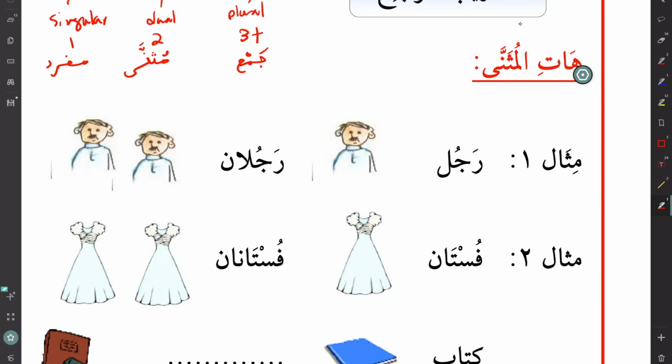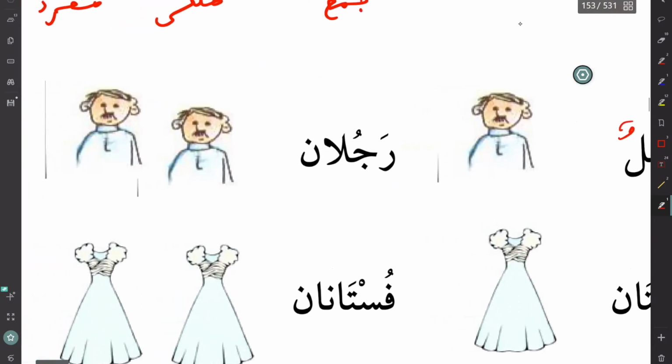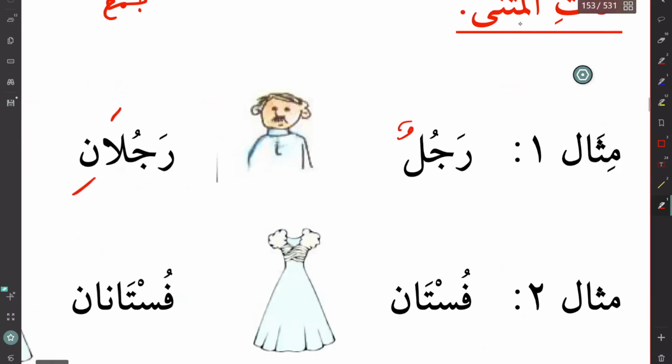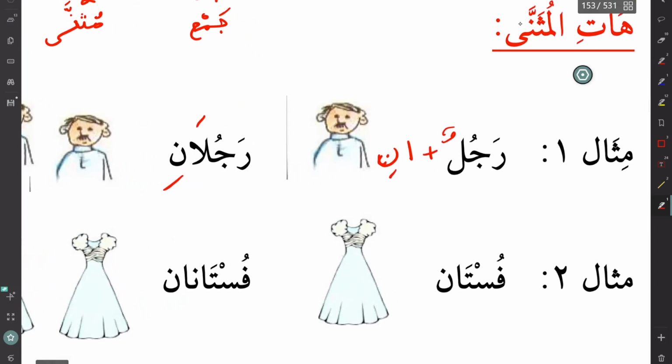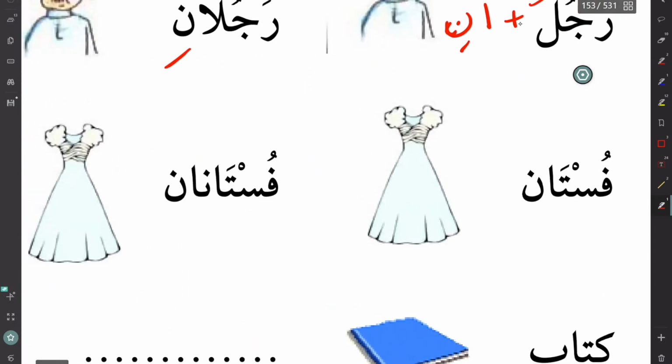And making a dual form in Arabic is quite easy. So for example, you have rajulun, and in order to say there are two men, you say rajulani. So what do we do? Simply you add alif and nun, that ani sound. Rajulun, rajulani. For example, you have fustan, you say fustanani.